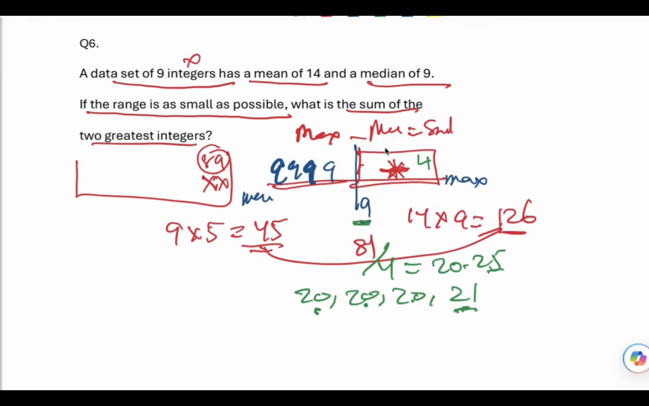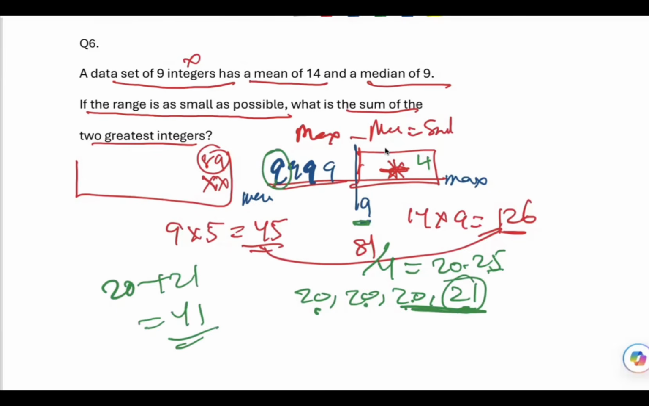And then we prevent the numbers less than 9 from being smaller, like 1, 2, 3. No, they're close to 9 such that the range is smaller. If I make one of these numbers less than 9, like 5 or 6, the range is not the smallest. And you see the trick? That's all. Therefore, the bigger number is 21, the smaller number is 9. The two greatest numbers are 20 and 21. They asked what? The sum of the two greatest integers: 20 plus 21, 41.